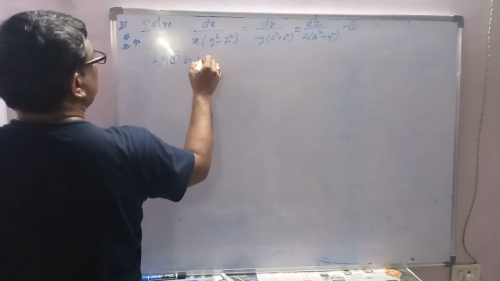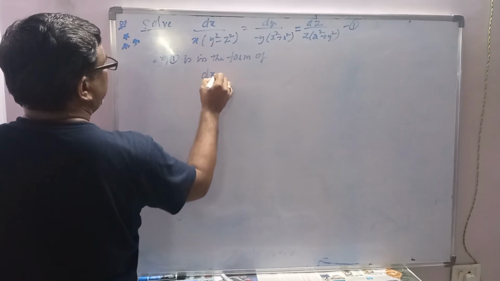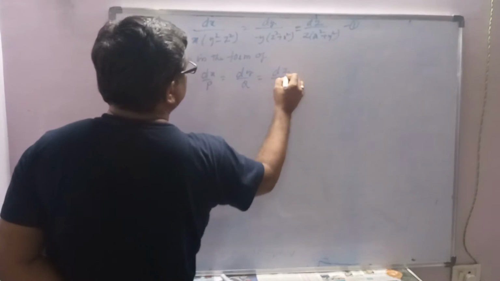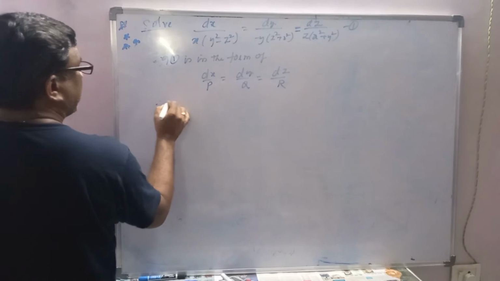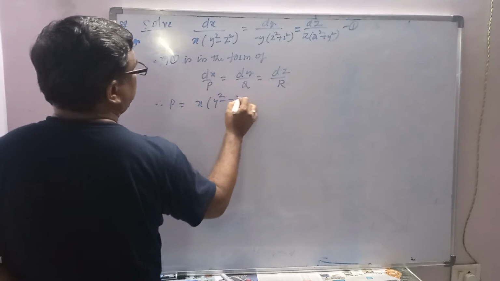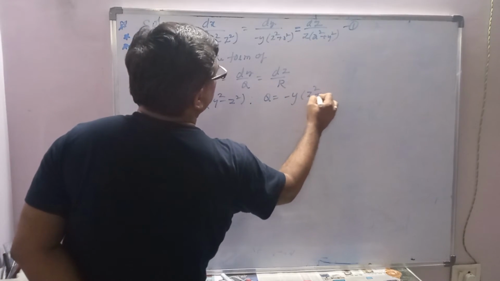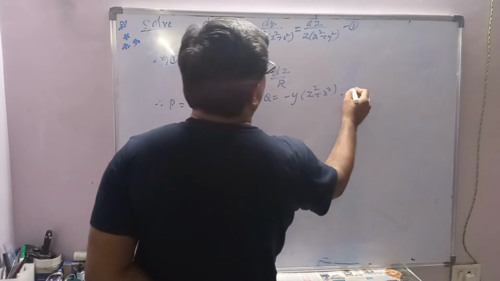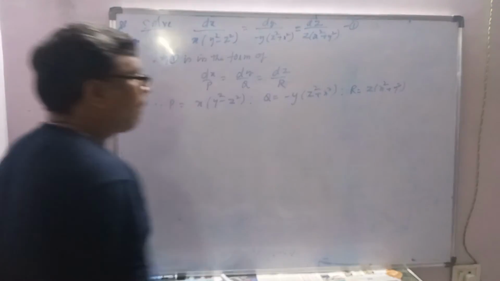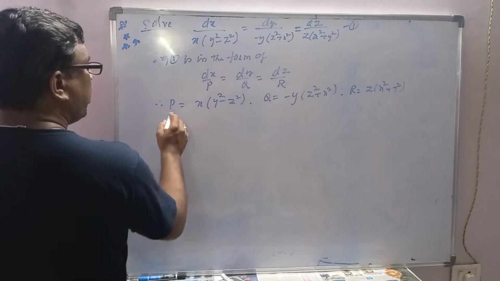Equation 1 is in the form dx by P = dy by Q = dz by R. By comparing, P = x(y² − z²), Q = −y(z² + x²), and R = z(x² + y²). Now, P, Q, R.